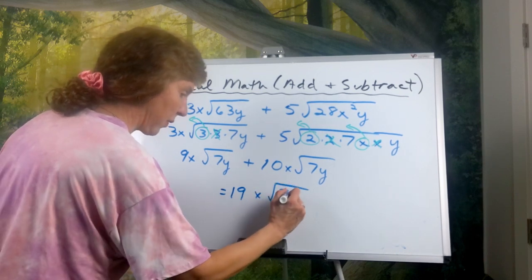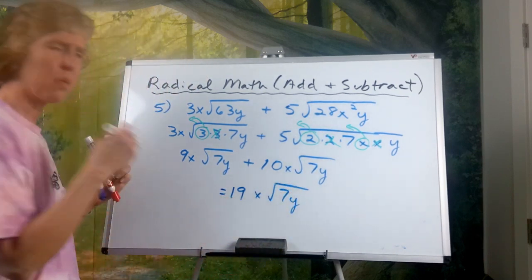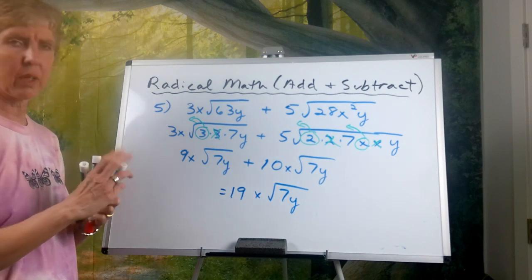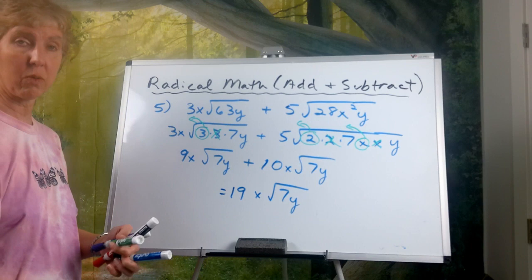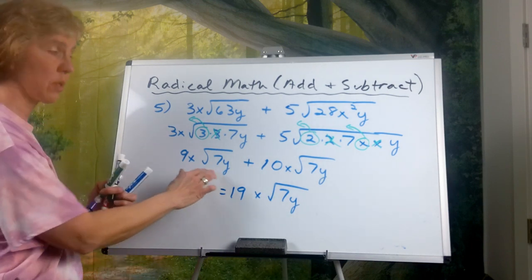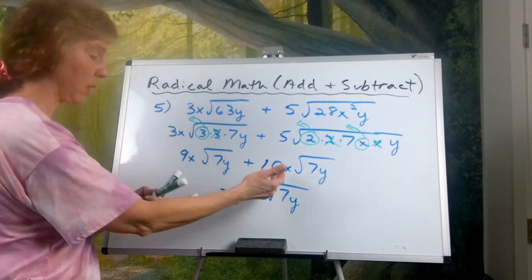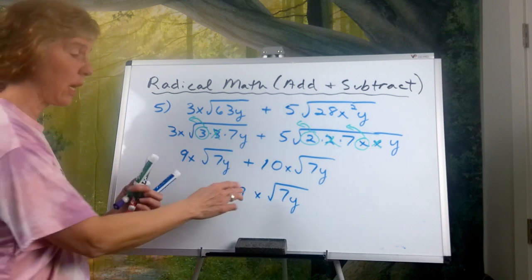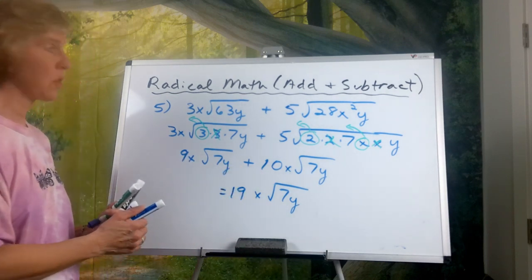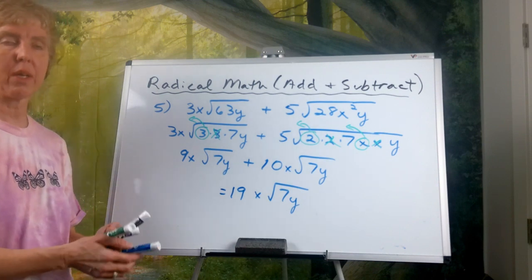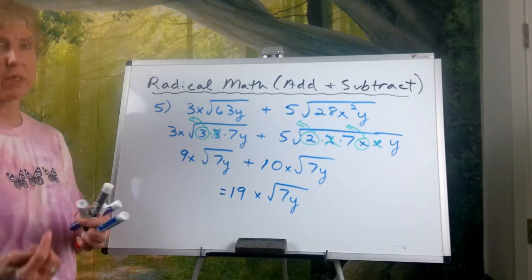root 7y's. Be really careful when you're combining your like terms that you don't change what it is you're counting. You're counting x root 7y's. I've got 9 of them. I've got 10 of them. That's 19x root 7y's.